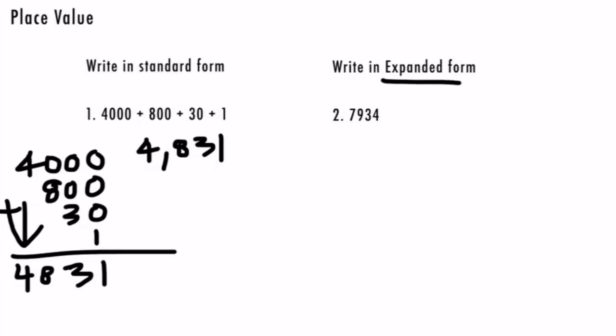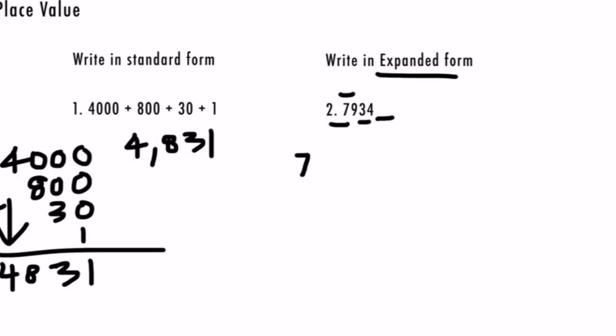Number 2, it's asking us to write it in expanded form, 7,934. This is the exact opposite from number 1. Instead of adding it all together, we want to separate the numbers. So we have our thousands place, hundreds place, our tens place, and our ones place.